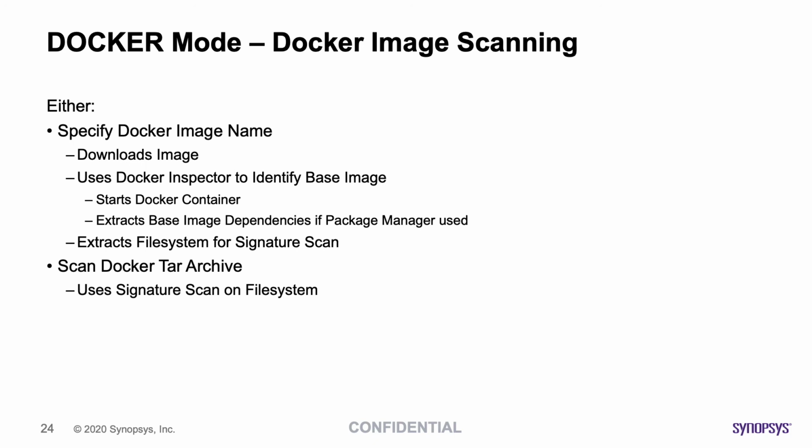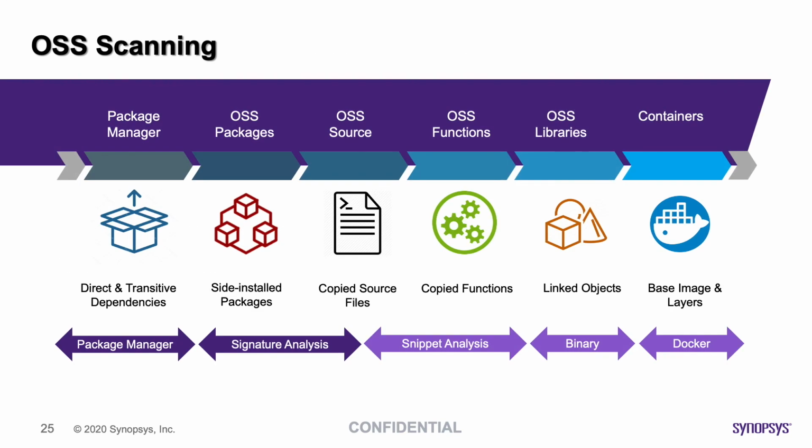It then goes on to extract the file system from the Docker image and perform a signature scan. Alternatively, you can send just the Docker tar archive of the file system, and that would perform a simple signature scan on that. So that's the summary of all the different scan types. Notice that they can all be done in one run, so you can perform binary and signature and package manager and so on, or a single type of scan using control options, or you can perform multiple scans and send them to the same project so the results are collated.